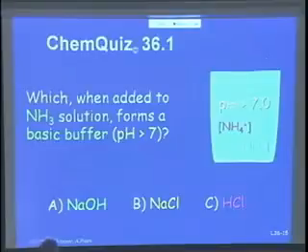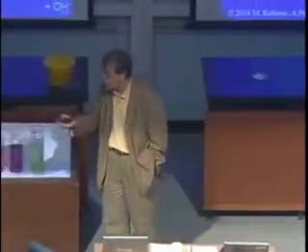And now I'm asking you a question. A buffer is a weak acid combined with its conjugate base in the same concentration. And vice versa, a buffer is a weak base combined with its conjugate acid at the same concentration.